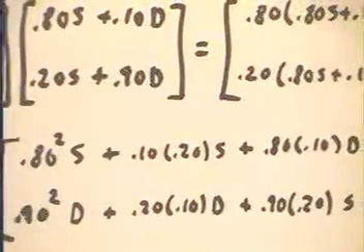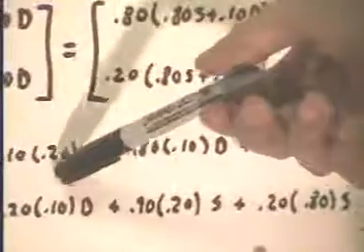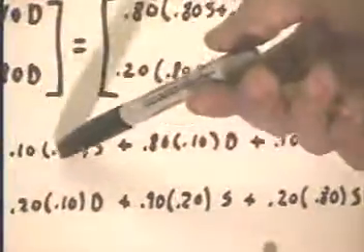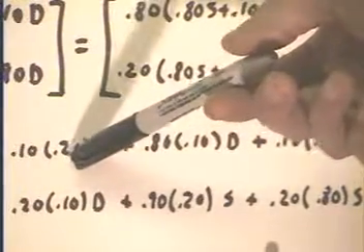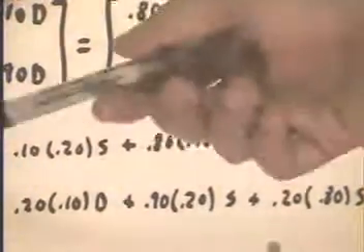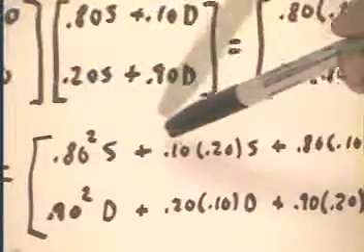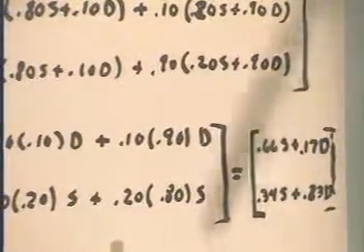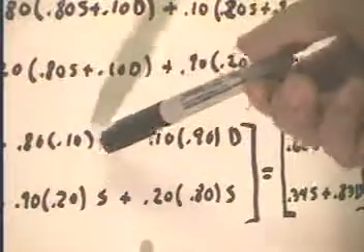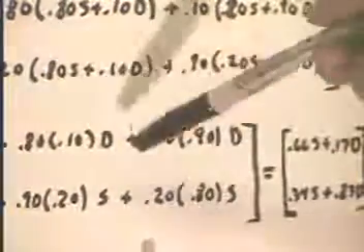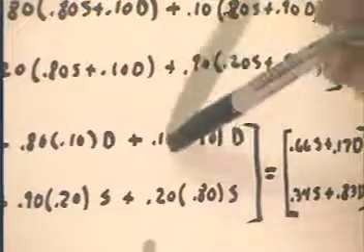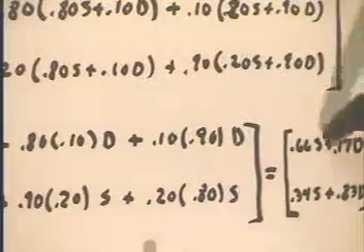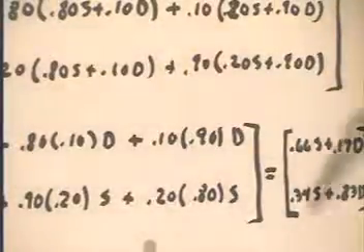0.80 squared is 0.64. That's in front of s. And then we have a 0.02 in front of s. 0.64s and 0.02s give us our 0.66s, and 0.80 times 0.10 is 0.08 times d. 0.10 times 0.9 is 0.09 times d. That adds up to 0.17 times d. And we can take the second row and see that it adds up to this.